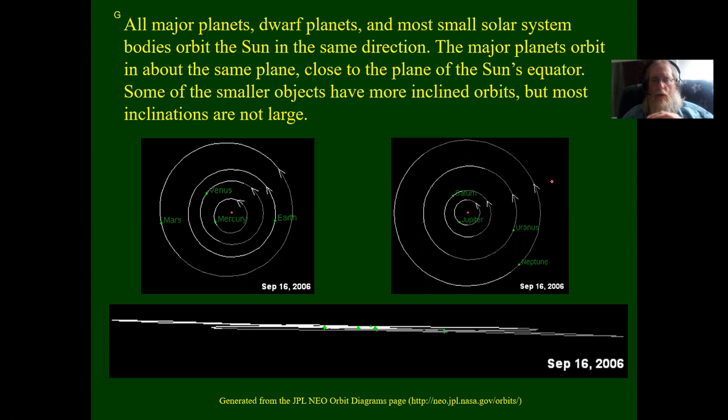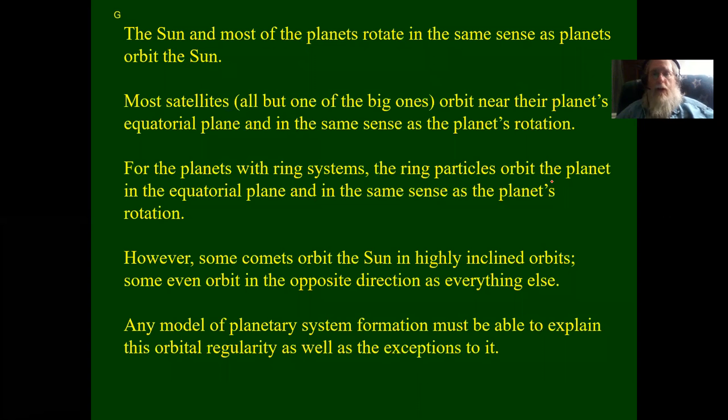And you notice they are all very close to being in the same plane. If you also look at the upper two pictures, the major planets' orbits are also all reasonably close to circles. None of them, even Mercury's, are extremely eccentric. For the smaller things, the eccentricities can be higher, and they can have larger inclinations, a bigger tilt relative to that plane, but they're mostly not absurdly large. Mostly. A lot of regularity there.